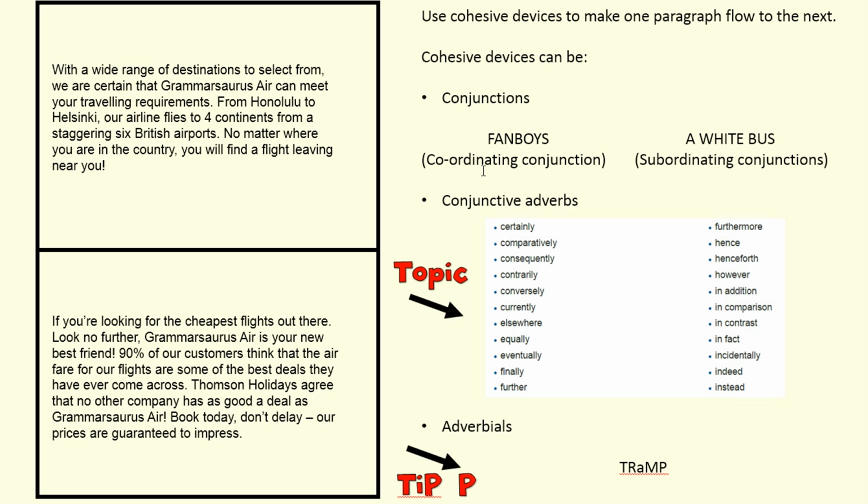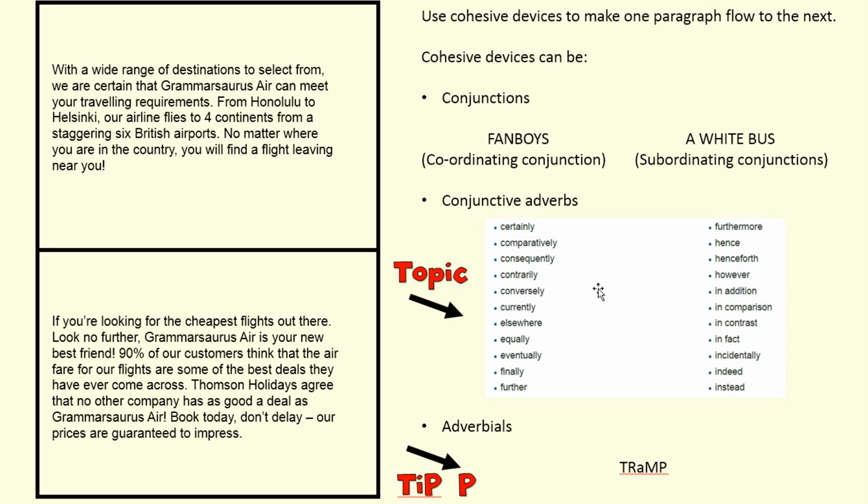If you're unsure what a coordinate conjunction or subordinate conjunction is, then head over to my Grammarsaurus does SATs videos, and I have specific videos on those. They're pretty simple. We'll come down to this one, adverbials. Now, if you're unsure what they are, if you look at my tramp video, which I already have on my channel, that'll explain those. You will use tramp for talking about change of time, place, or person more than anything. And finally, these ones here, conjunctive adverbs, which are topic-based.